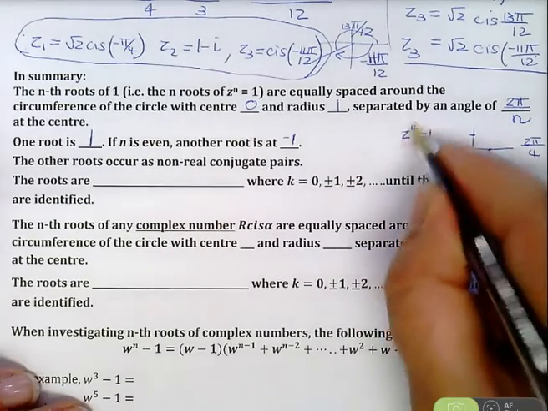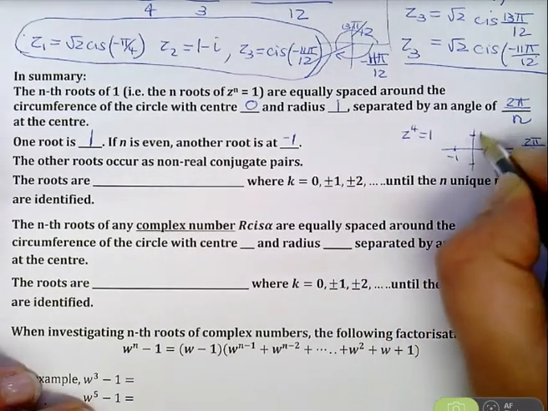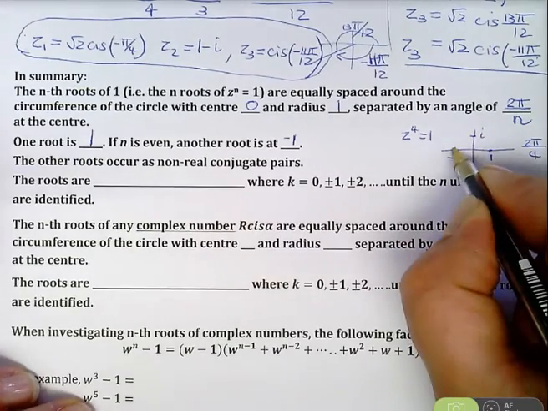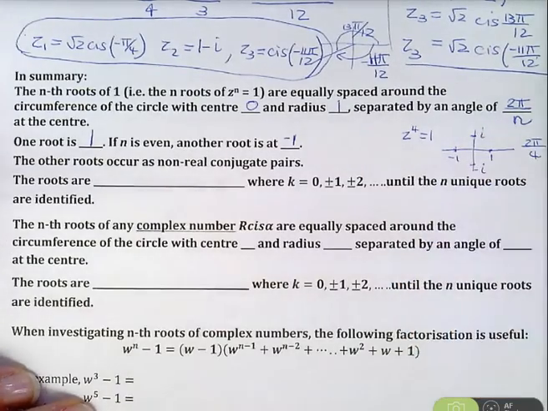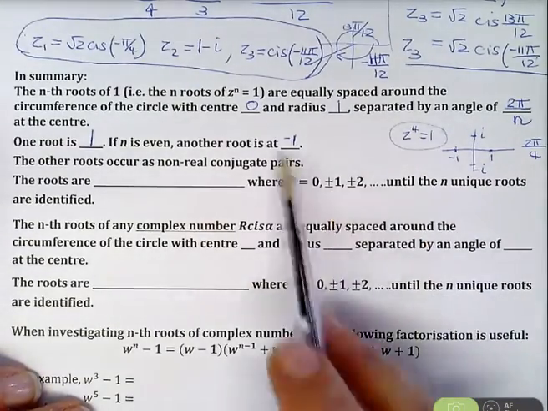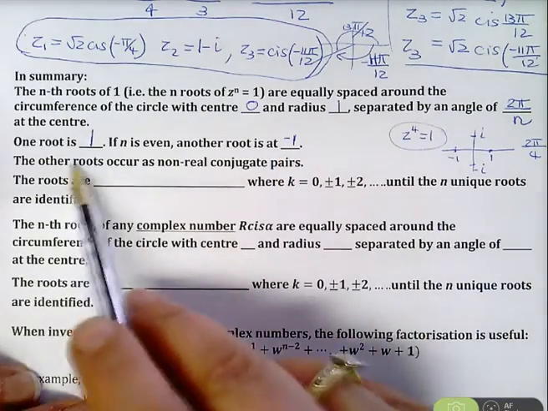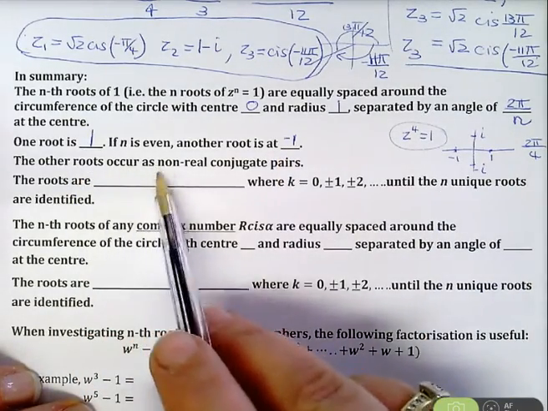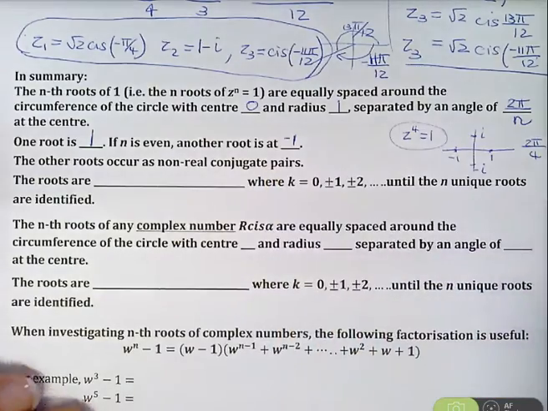Now we know that 1 to the power of 4 is 1, so there's one root, the other one would be here at i, the other one would be here at negative 1, and the other one would be at negative i if I was solving z to the power of 4 is 1. So if n is even, the other root will be at negative 1. Now the other roots occur as non-real conjugate pairs.